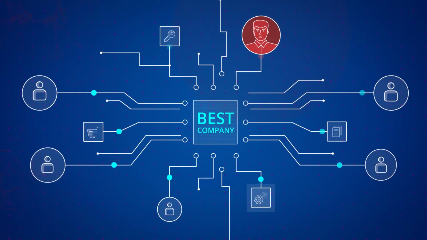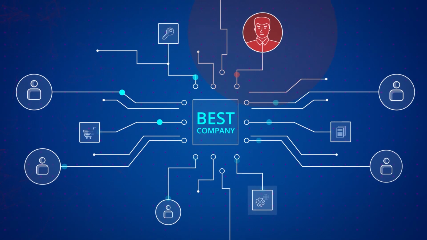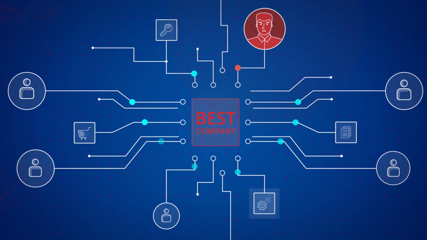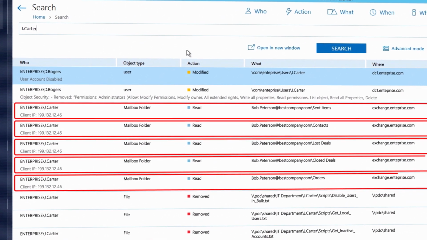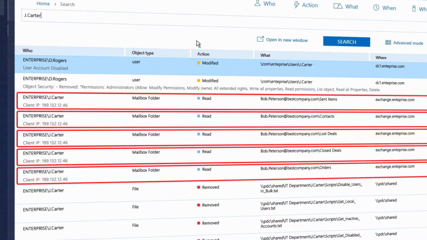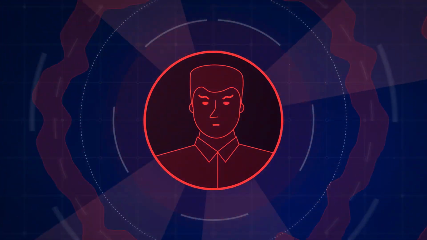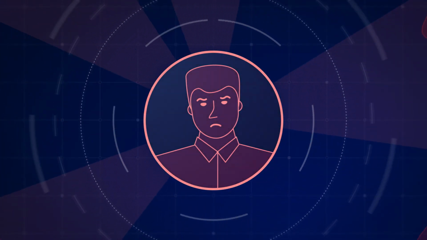What if J. Carter performed other illicit actions in any of Best Company's business systems? And here we are. He also accessed the CEO's mailbox right before Doug disabled his account. Looks like we've just successfully uncovered a security incident.